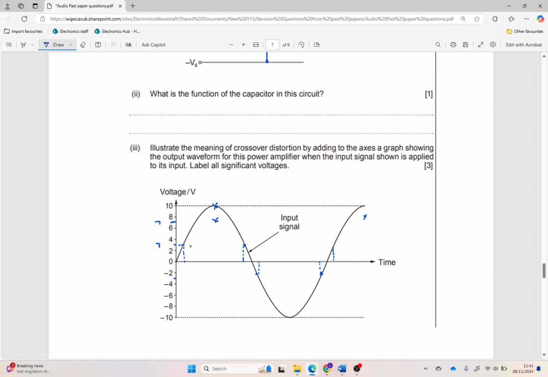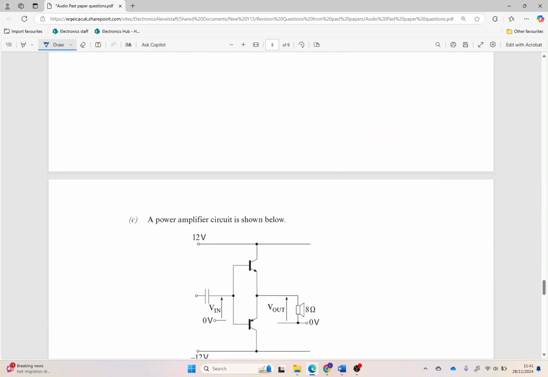So what's going to happen is my MOSFET won't conduct until I've got 3 volts in, and then it'll start to conduct, reaches its maximum, and then as soon as the signal drops below 3 volts, it stops conducting, and then we end up with this crossover distortion. Didn't put a point in down there, silly me. So we end up with a signal that looks like that. So this bit is the crossover distortion, 3 volts.